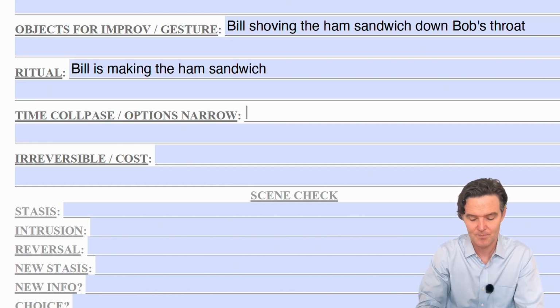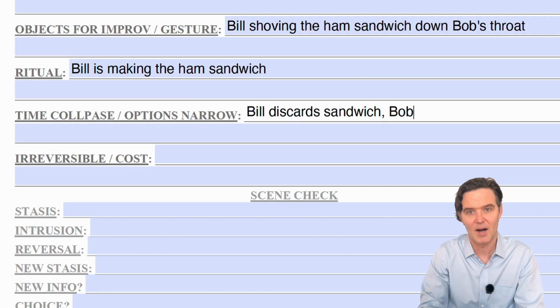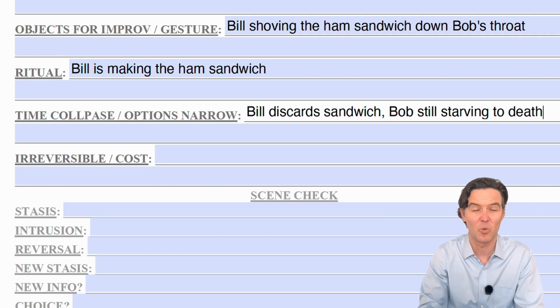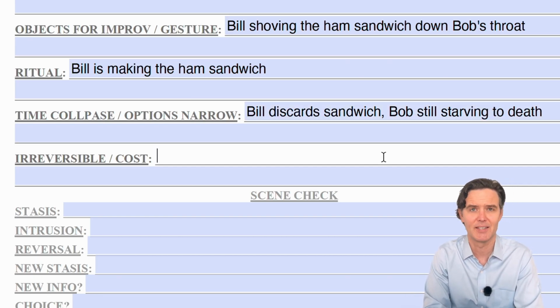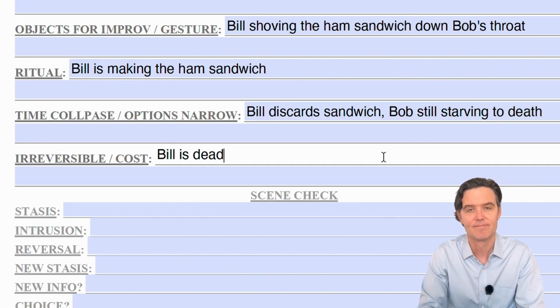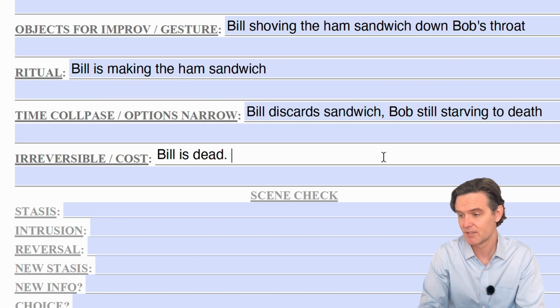So I'm going to put that as an option. Bill discards sandwich. Bob still starving to death. And now it's even worse. Instead of having maybe hours to live, maybe he now has minutes. Where do we go from here? One option. So we talked about how Bob kills Bill at the end of this scene. I think that's a great example of an irreversible act that also comes at great cost. Bill is dead. Can't take that back unless he's Lazarus.